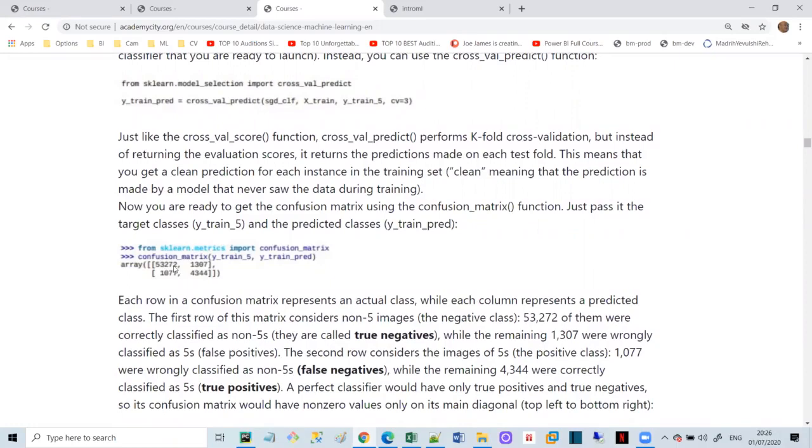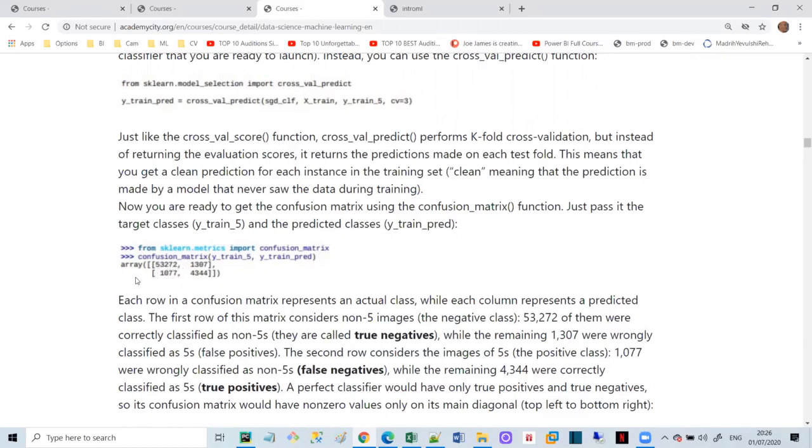It is not a 5, and 4,344 it predicted correctly that it is a 5. He made some mistakes here, okay? When it is not a 5, he said it is a 5. So this is an error, okay?